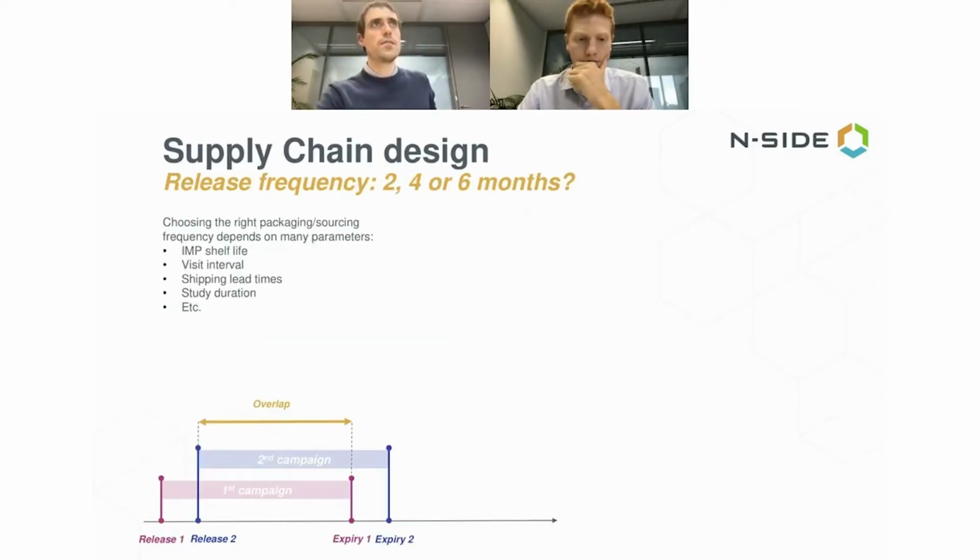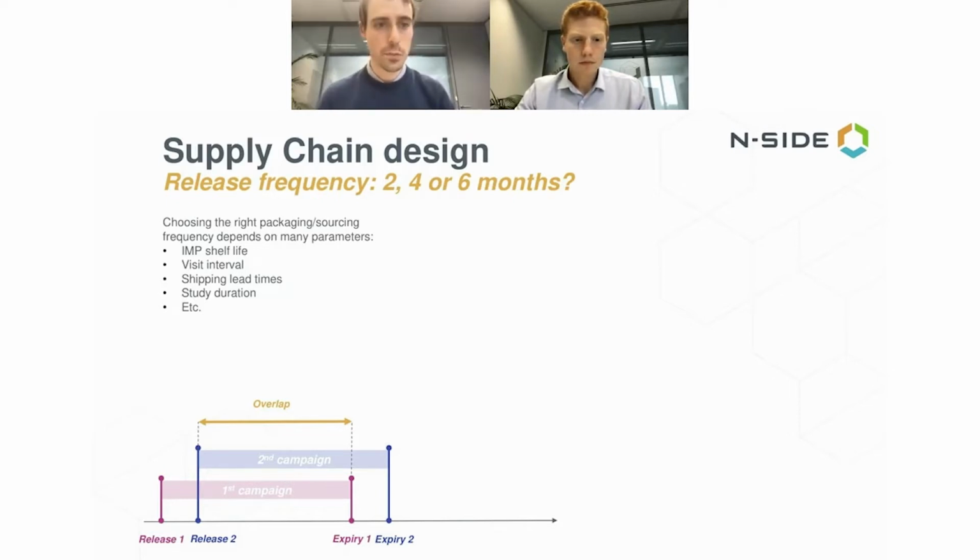Then something that is also extremely important is the release frequency. How often will you pack and label? How often will you source? Well, obviously, it really depends. The answer depends on the type of trial that you're working on. It depends on the shelf life, depends on the visit interval. You will not pack at the same frequency if you have weekly visits or 1 visit every 3 months. Depends on the shipping lead times, study duration. Sometimes it's worth packing a single time at the beginning of the trial and be done with it. Sometimes it's important to have more frequent releases.